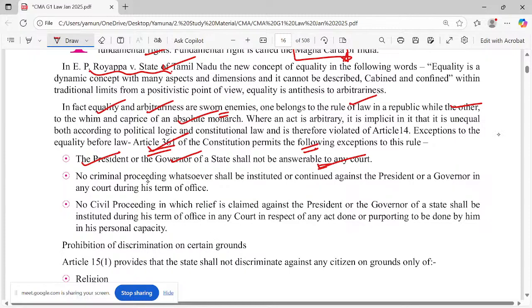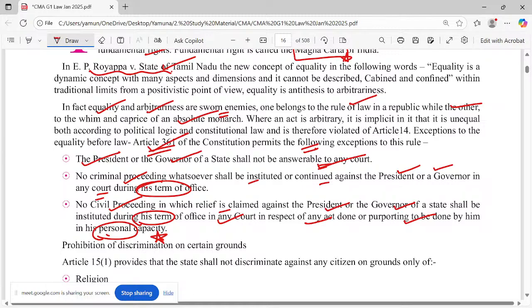No criminal proceeding whatsoever shall be instituted or continued against the president or governor in any court during his term of office. During his term of office, presidential status like a board. Not only criminal proceeding, no civil proceeding in which relief is claimed against the president or the governor of a state shall be instituted during his office in any court in respect of any act done or to be done by him in his personal capacity. Personal capacity ஏதாவது civil proceedings போடக்கூடாது.